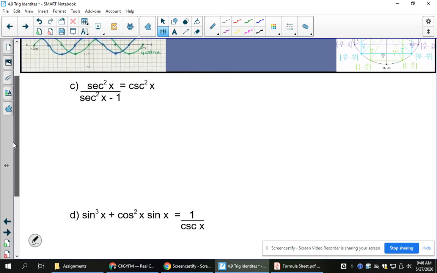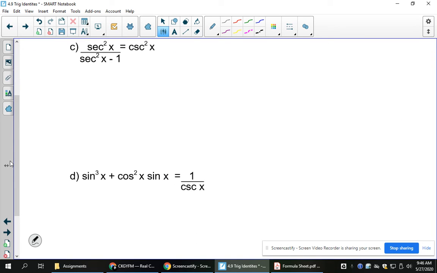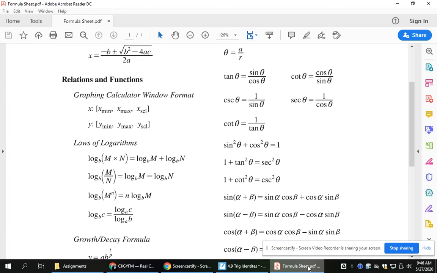Let's keep going with more examples. This one, we've got secants and cosecants. And the key with this one is, again, you have to have feelings. So when you look at that and you look at your formula sheet, and as we're learning this, I'm going to point you in the right direction. You need to see what we can sub out for secants, cosecants, things like that. I'm going to point you in this direction first.